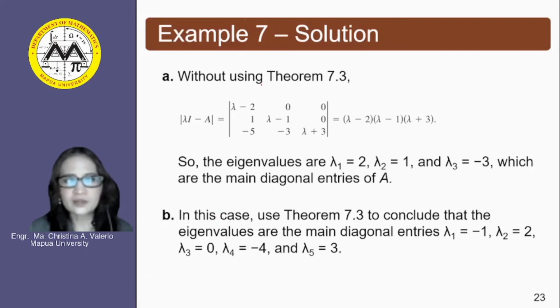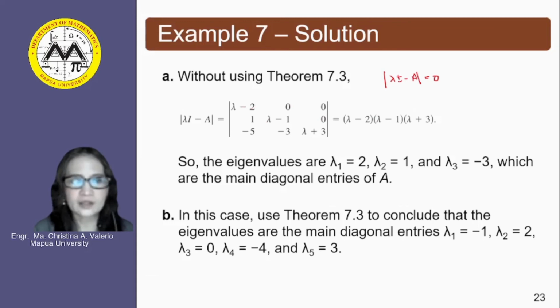Now, without using Theorem 7.3, we will apply the concept that we can solve for the eigenvalues of a given matrix using the determinant of lambda times I minus A equal to 0, which leads us to a characteristic equation wherein the roots of the characteristic equation are the eigenvalues. So again, doing that, we will have the diagonal entries lambda minus 2, lambda minus 1, lambda plus 3, and the rest of the elements with the sign opposite to the given matrix.